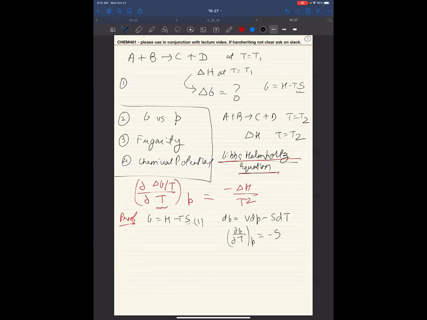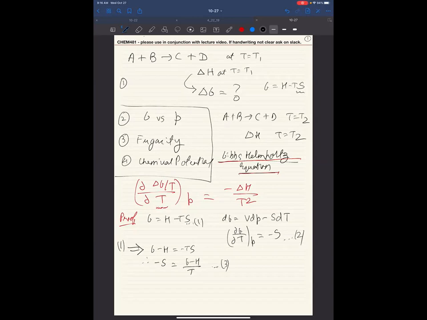Let's call this equation 1. Let's call this equation 2. So equation 1 implies that, so equation 1 says that G minus H is equal to minus TS, right? Therefore, minus S is equal to G minus H by T. Just doing algebra, nothing profound so far. Minus S is equal to G minus H divided by T. Let's call this equation number 3.